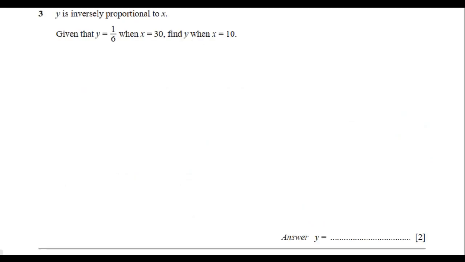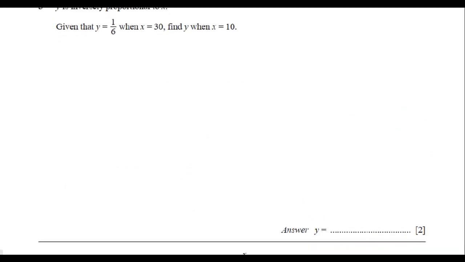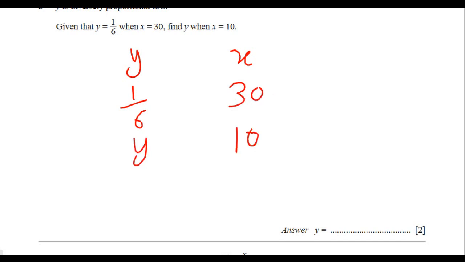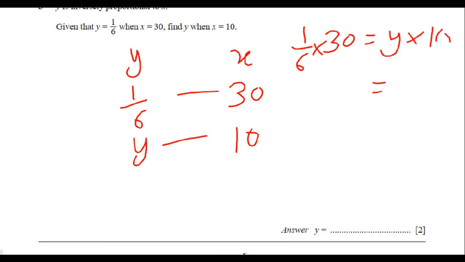Question 3. y is inversely proportional to x. So we write y here, we write x here. When y is 1 over 6 when x is 30, find y when x is 10. It's an inversely proportional question, so we front multiply these values. 1 over 6 times 30 is equal to y times 10. Simplified answer is 1 by 2.